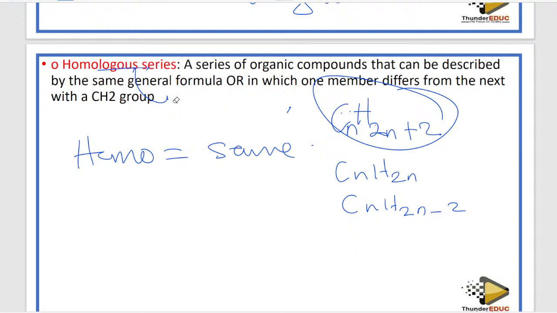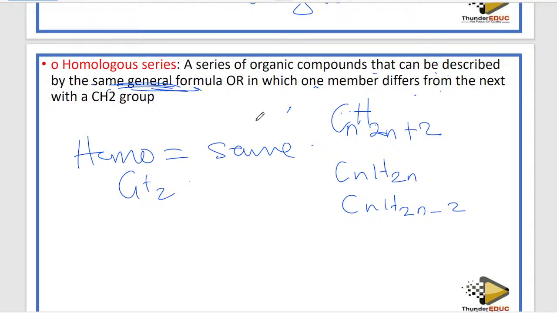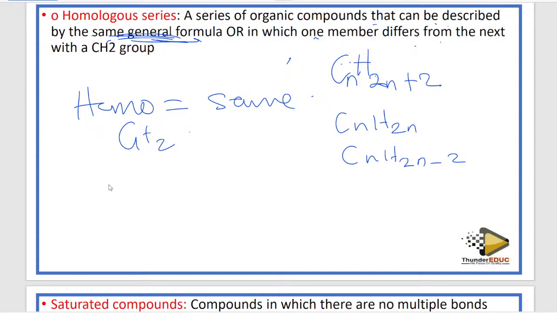So that's why here we are saying that a homologous series is a series of organic compounds that can be described by the same general formula, in which one member differs from the next by just CH2. Let me give you an example so you understand what they mean by the homologous series. Same homologous series, alkane. I will show you, but I'm not going to say the names because I don't want to confuse you.